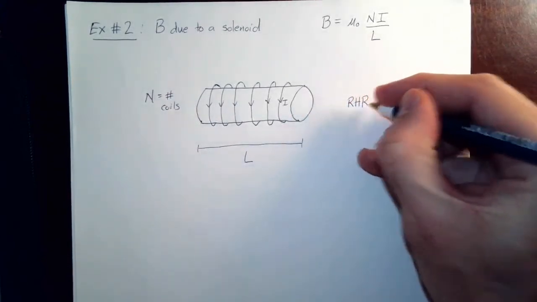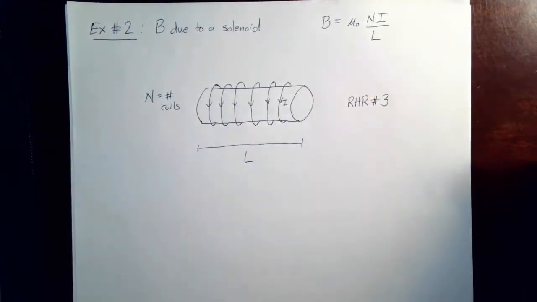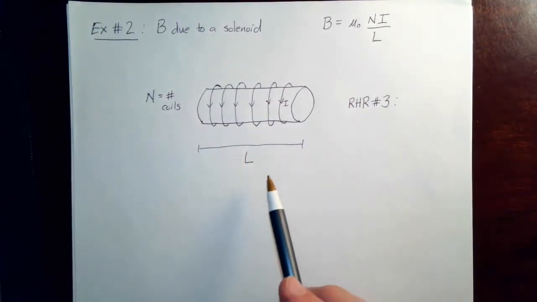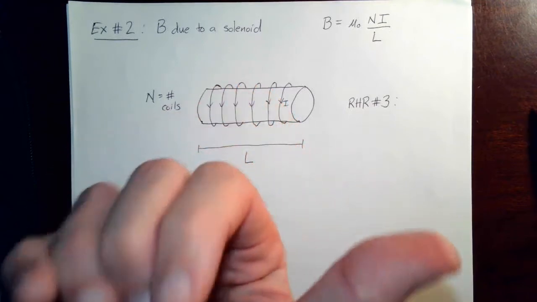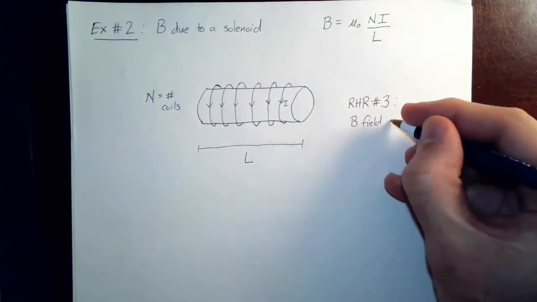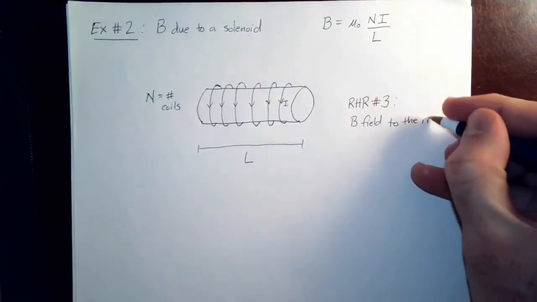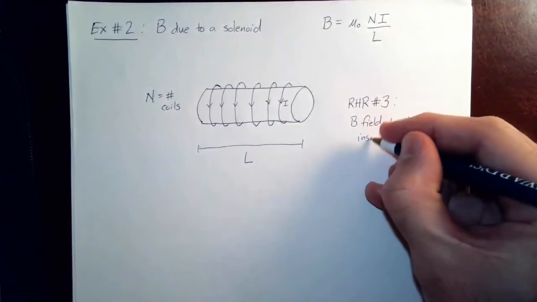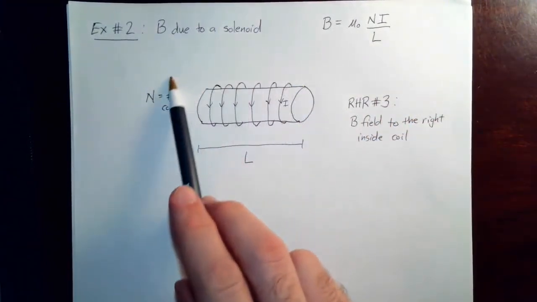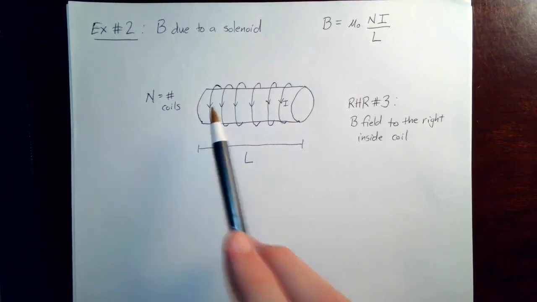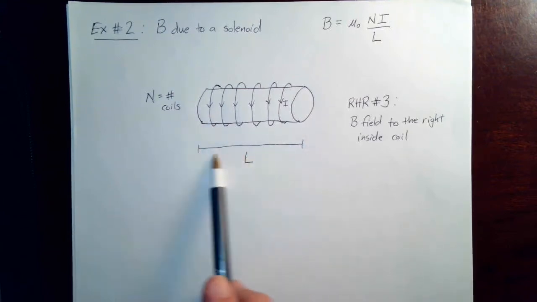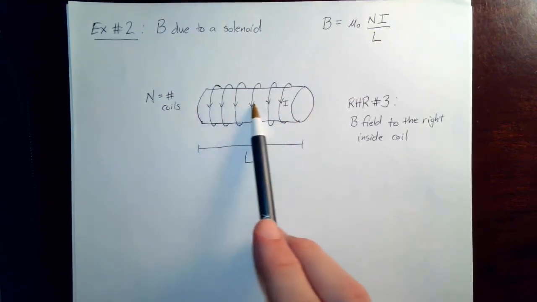And again, we're going to use some prior knowledge here. Right-hand rule number 3 tells us the direction of the magnetic field due to this coil. And so remember, right-hand rule number 3 was curl your fingers in the direction of I and your thumb points in the direction of the magnetic field. So the B field should be to the right inside the coil, which means that since it wraps around and comes back in the other end, then outside the coil, it's going to be going to the left, both above and below. The magnetic field is going to the left. But inside the coil, it's going to the right.